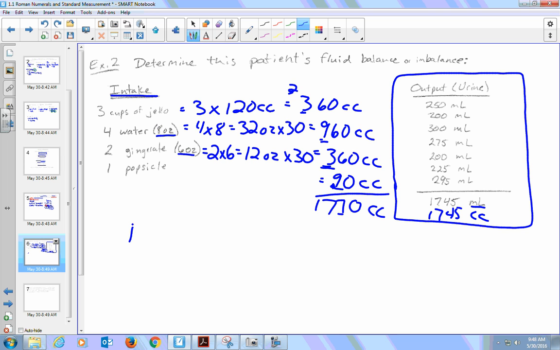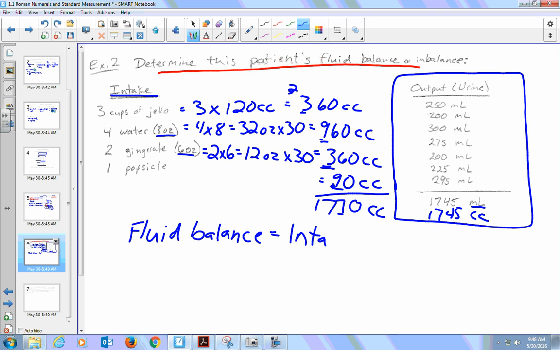And we know, again, going back, determine this patient's fluid balance. So fluid balance, it's like your bank balance. It's just what comes in and what goes out. So you want to have the intake minus the output.